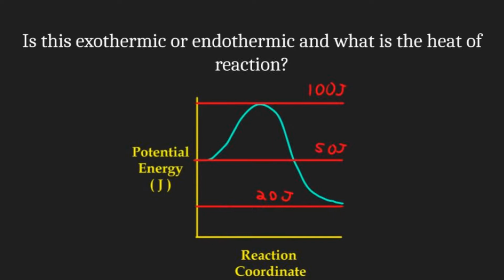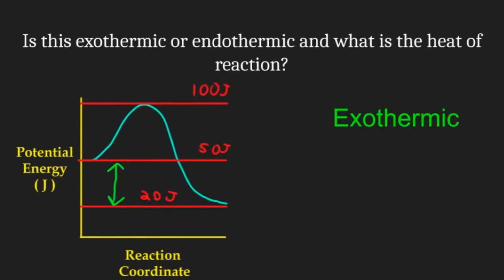You'll realize that this is a graph similar to what we saw earlier, but this time there's numbers on it. And the question is: is this exothermic or endothermic, and what is the heat of reaction? So the first thing we should notice is that we start at a high point and end at a low point. This means that energy was released or lost in the reaction to the surroundings, meaning this would be an exothermic reaction.